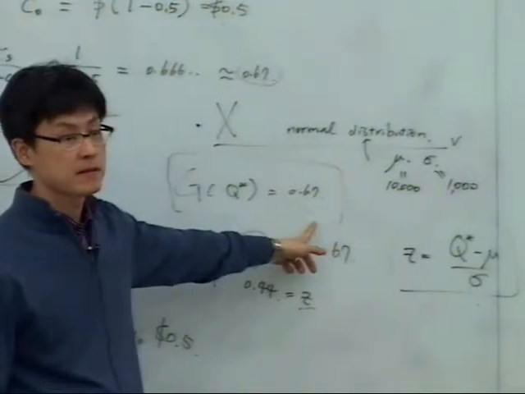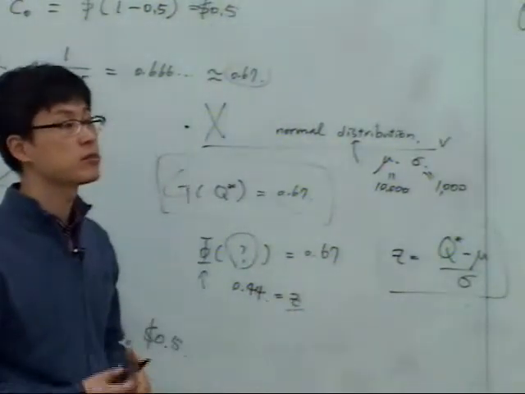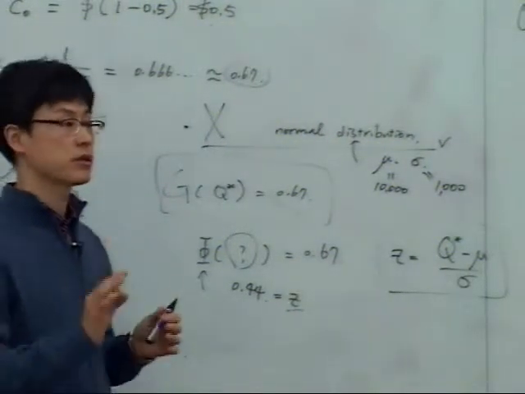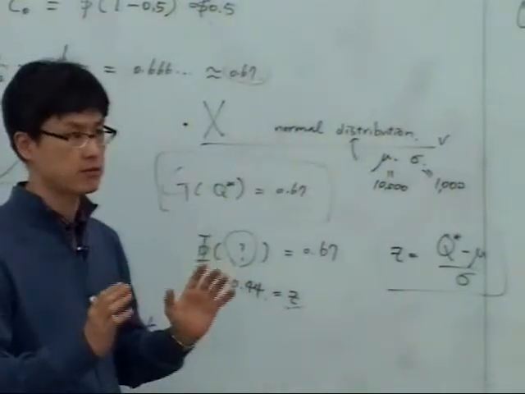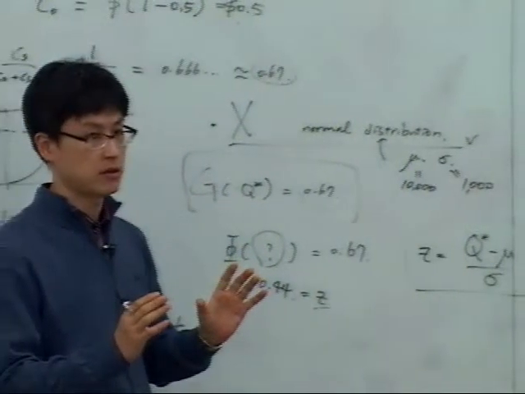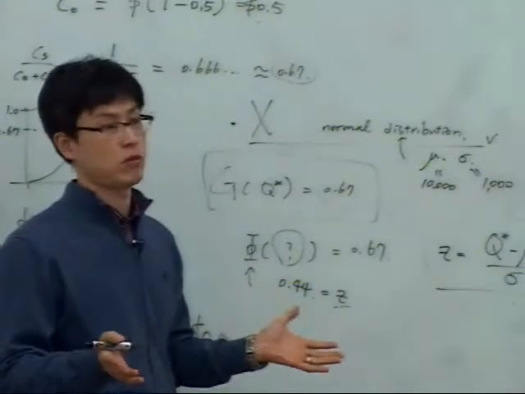Okay. 67% probability is the optimum. The model is giving this exact information. 67% probability. What does that mean?